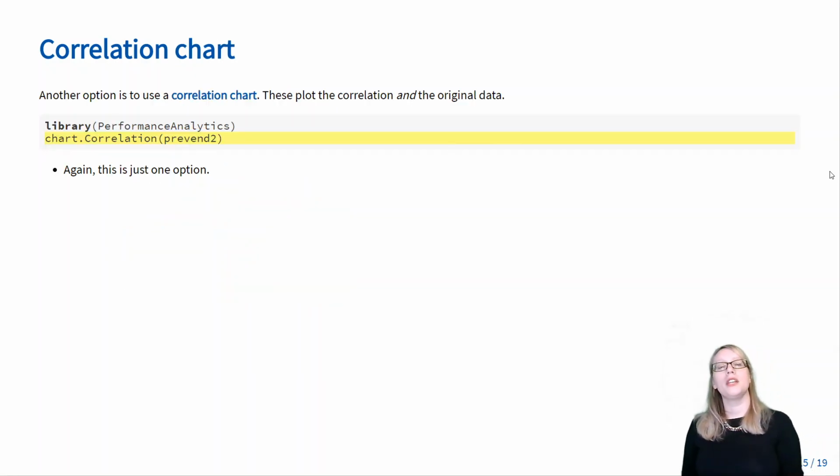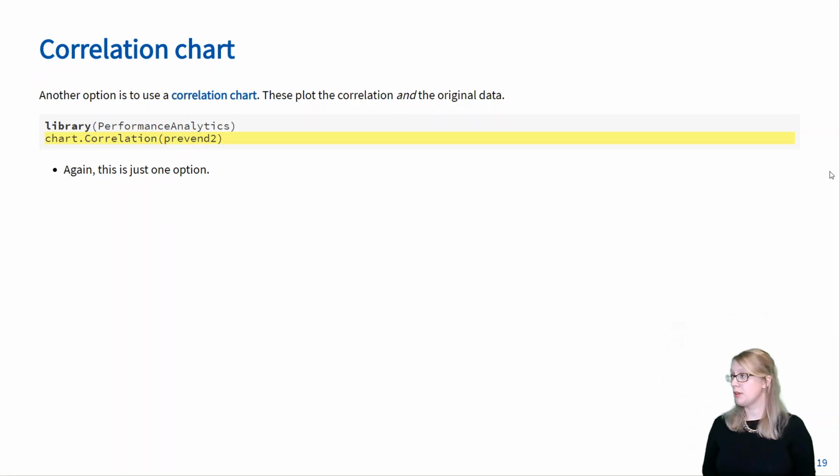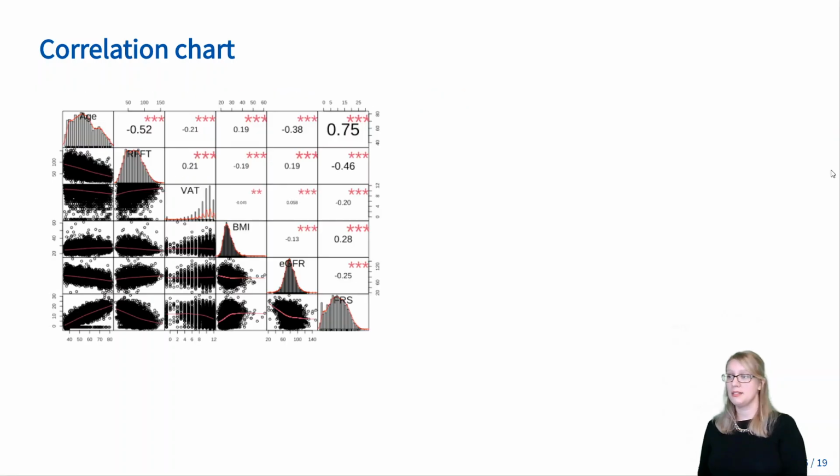Now, another option that we can use is a correlation chart. The difference between this and a correlation plot is that the correlation chart includes scatter plots of the original data as well. This comes from another library in R called the PerformanceAnalytics library. So I will load that library up, and then I'll use a new function, chart.correlation. Notice that the C here with correlation is capitalized. Now this gives us something that looks a little bit different. There's a lot going on, so let's unpack this particular visualization.